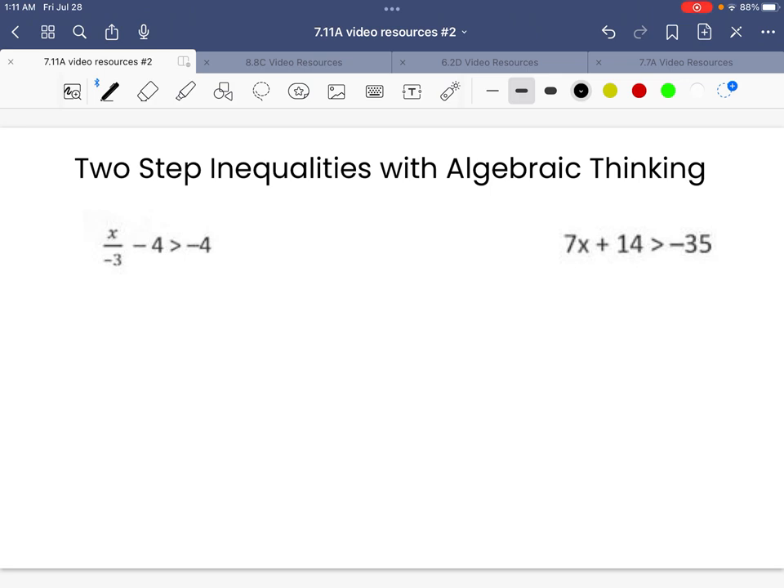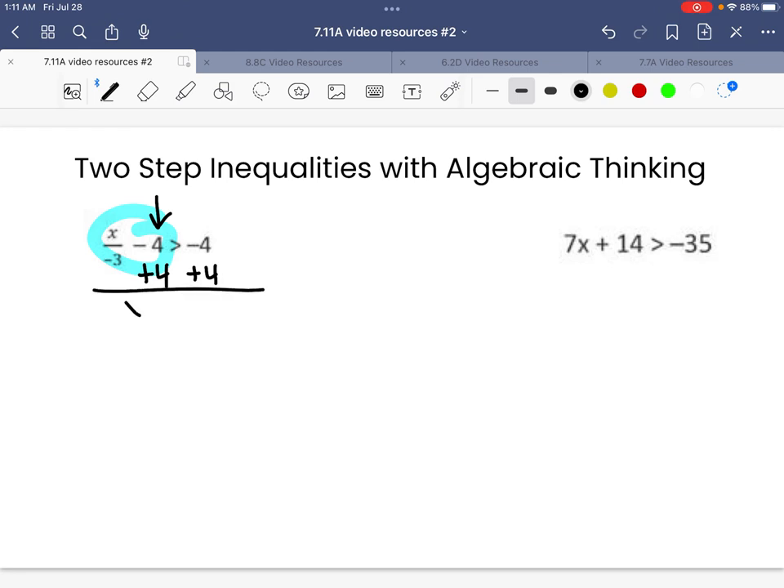So I'm going to create 0 pairs with my units, and I always want to take a look at the side that has the variable first. So in order to create 0 pairs, I need a +4 to cancel out with the -4. And I'll put 4 positives on both sides.